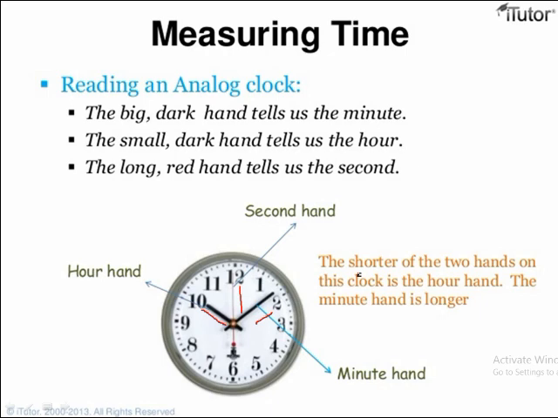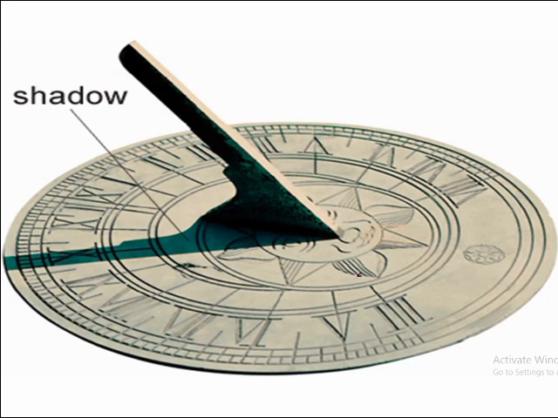So in this chapter we will learn about the measurement of different things like time, hours, length and breadth. Our first topic is measurement of time. In measurement of time we will see sundials. How will you measure the time?